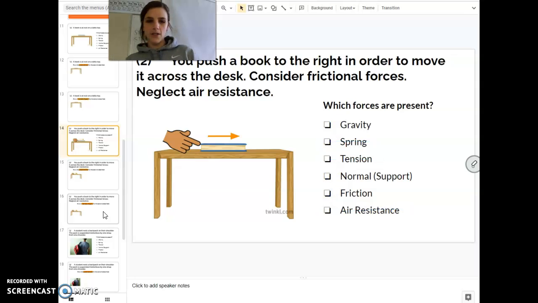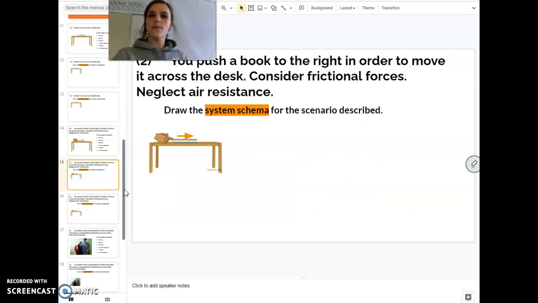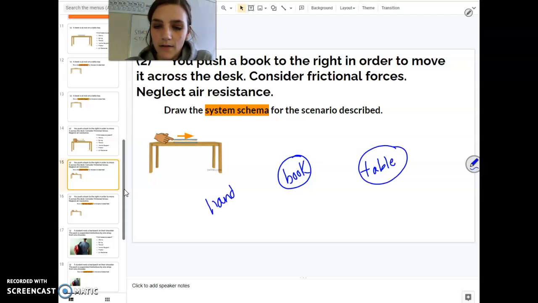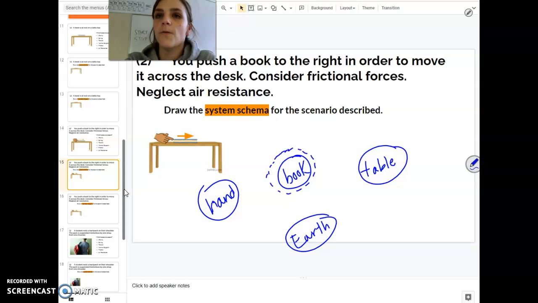Gravity, normal, and friction. Let's start with the system schema just to get our brains wrapped around who's interacting with who. So we have the book, you have the table, you also have your hand. And of course, as always, you should have the earth included. Now again, the book is our object of focus here. We're really focusing on what forces are around that book.